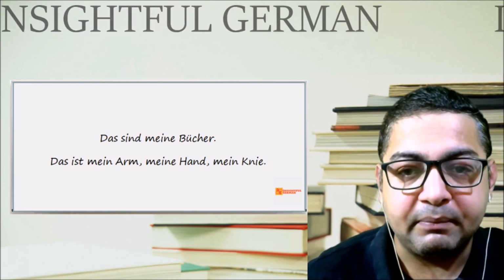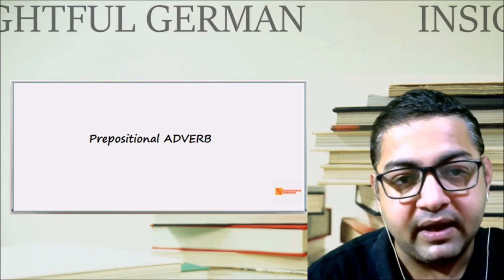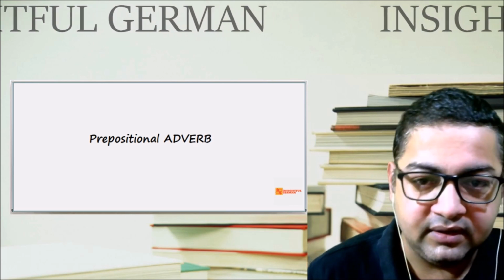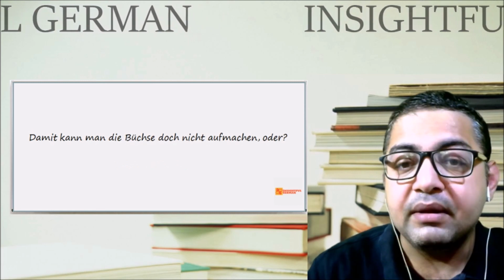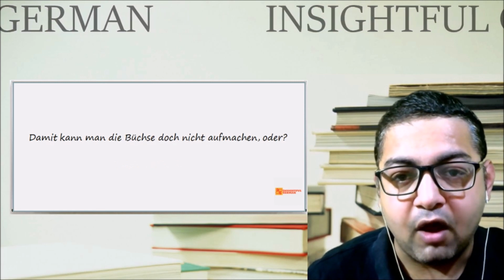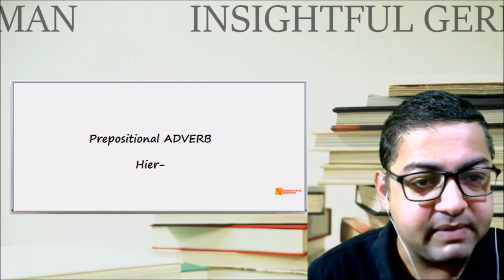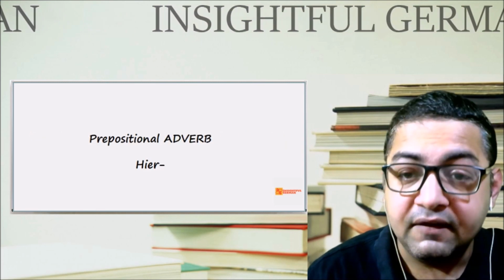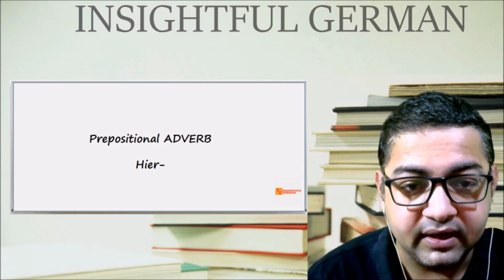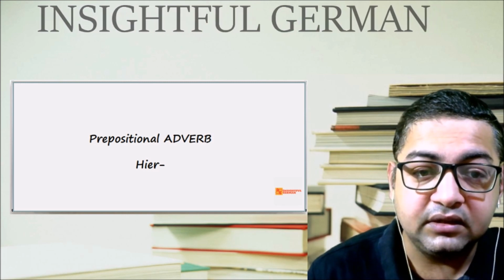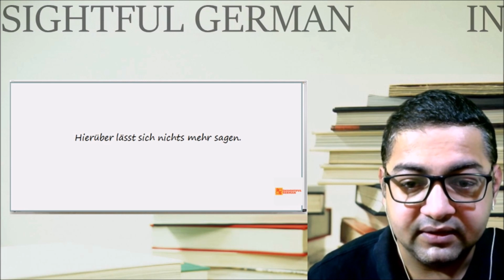A form of the prepositional adverb is normally used rather than a preposition followed by a demonstrative pronoun: damit, darin. Example: You can't open the can with that, can you? Damit kann man die Büchse doch nicht aufmachen, oder? To refer to something near or something just mentioned, a prepositional adverb with hier can be used, for example hiermit or hierin. There is nothing more to be said about this. Hierüber lässt sich nicht mehr sagen.